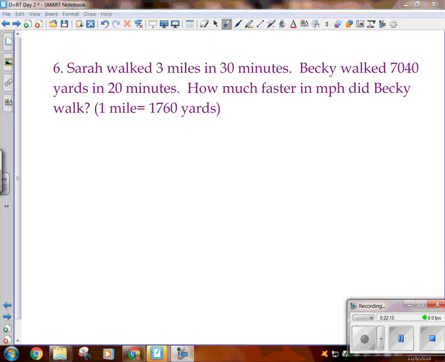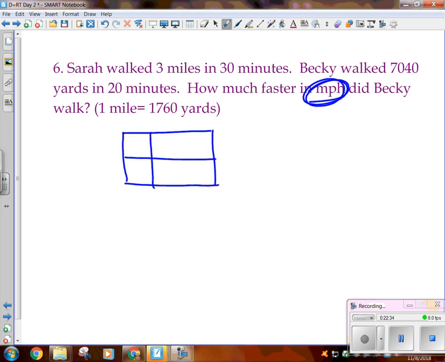Okay, let's go to number 6. Sarah walks 3 miles in 30 minutes. So now we're back to what? What are we back to in this problem? MPH. What's MPH? Miles per hour. All right, so we're going back to miles per hour. Draw your boxes. D equals R times T. And my two people, Sarah and Becky.